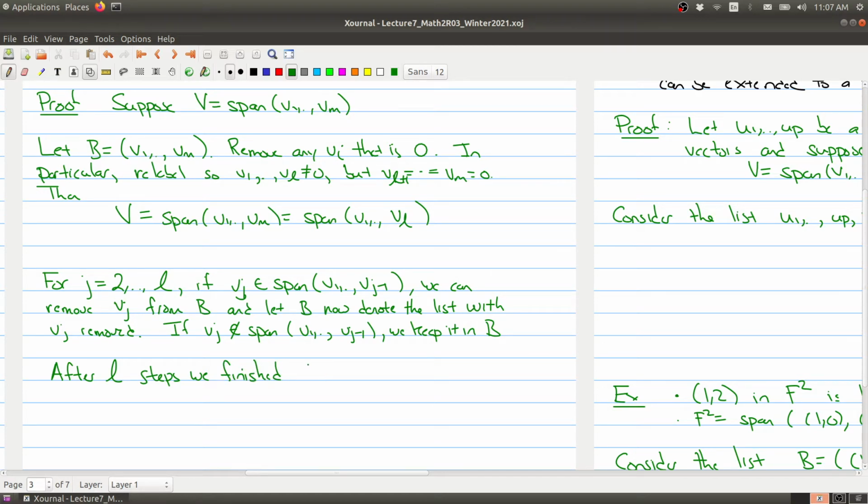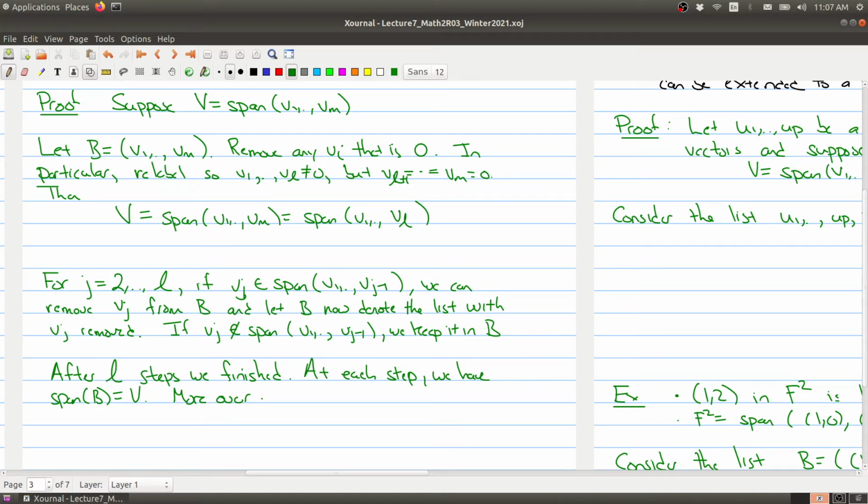At each step, we have that the span of B is still V. The reason is that we're using the linear dependence lemma that we proved in a previous lecture. When we remove things that are in the span, we're not destroying the span of the whole set, and we're keeping any Vj that we need in order to generate the whole vector space.